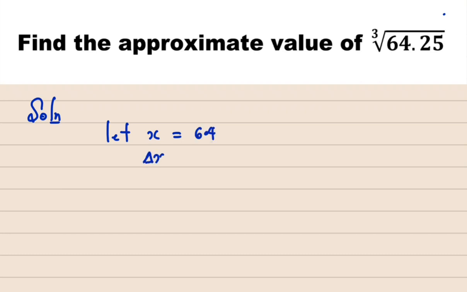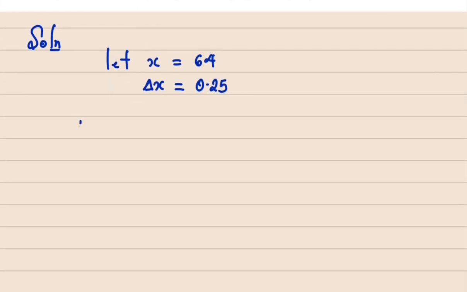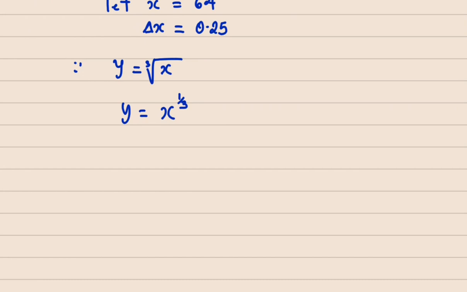Then the increase in x, that is delta x, let it be 0.25. So we have these two going for us, so that is beautiful. Then, of course, y is going to be the cube root of x. Now, y being the cube root of x means that y is equal to x raised to power 1 over 3 by indices. All right. So what we need to do is to differentiate now.